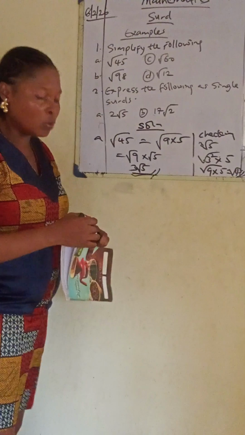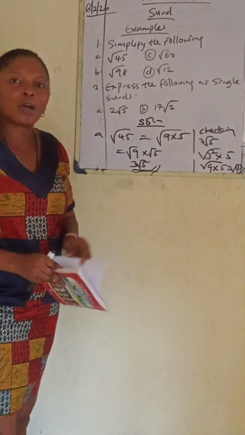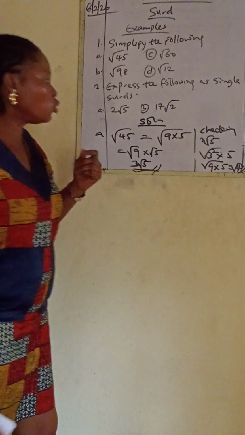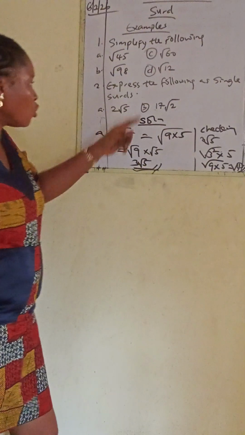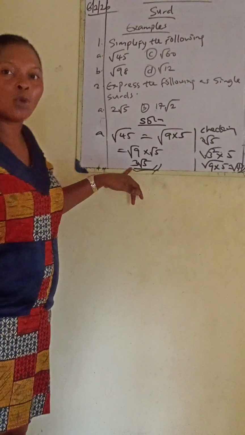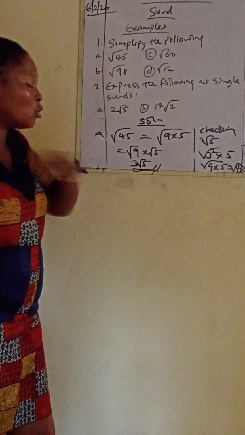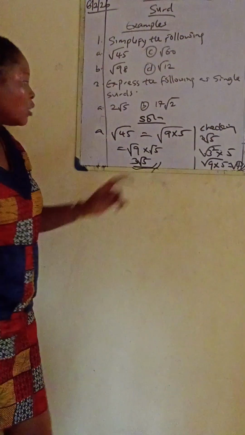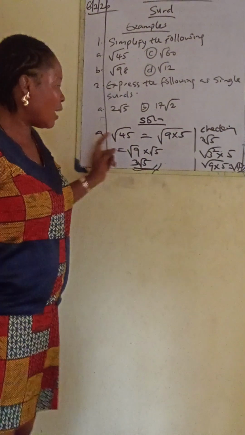So that is the way you can check if what you have done is right. When you want to check, you use the single surd method by squaring the number that is outside, times the number that is inside that surd. So that gives you your answer. So that is for the A part.